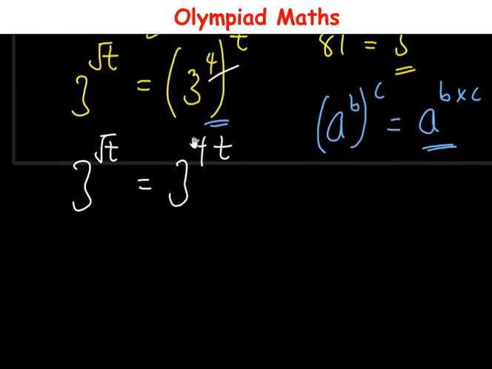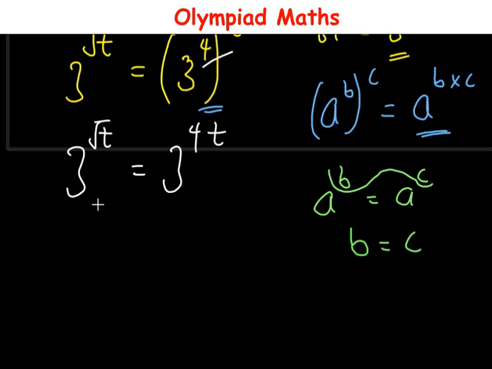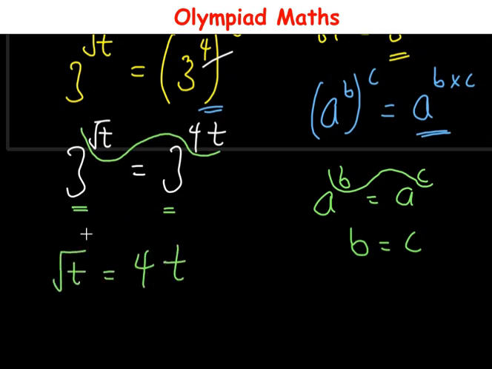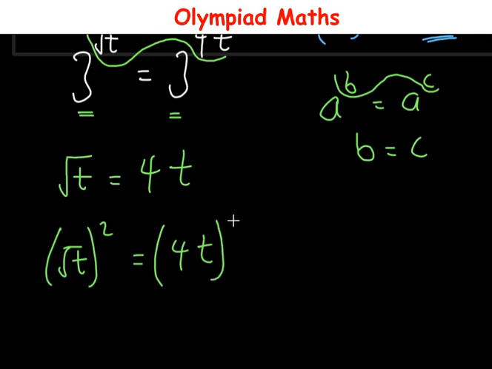So at this junction, we can also apply this rule of indices, that if you have a raised to power b equals a raised to power c, the same bases, simply compare the exponent, b equals c. Same thing here also, we have the same base, 3, 3, simply compare the exponent, so we have root t is equal to 4 times t, such that to then solve this further, we need to remove this square root from here, and to do so, simply square both sides of the equation. So in brackets, root t all squared is equal to 4 times t all squared.